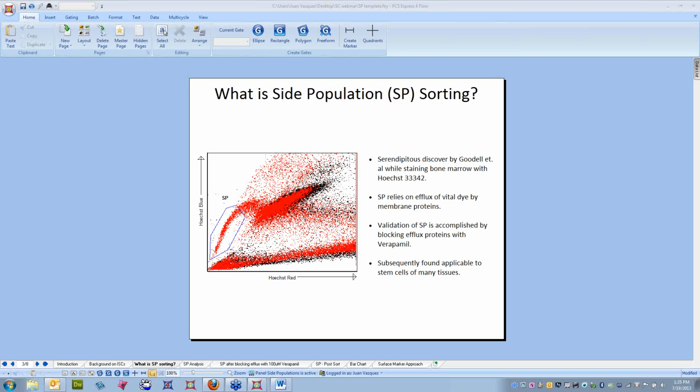And what we're looking at here is an overlay of a side population in red. This is with Hoechst dye, and a verapamil plot in black behind it. Verapamil is a calcium channel blocker that we use to stop the efflux being carried out by these efflux proteins. So we're basically forcing the SP to become non-SP as a validation that it is what it is. That way we're not just gating this apostrophe-looking population and hoping these are stem cells.